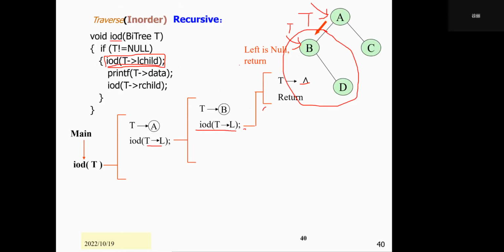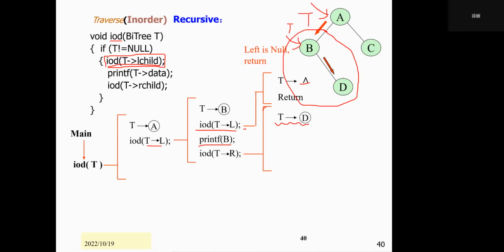Because it's null, we return here. And then the second thing is we will visit the root. So we visit B, printf output B. And then we will in-order the right subtree of B. So we will call in-order T right. Now T is B, so right is D. So now the parameter is D, or we can say the root is D.